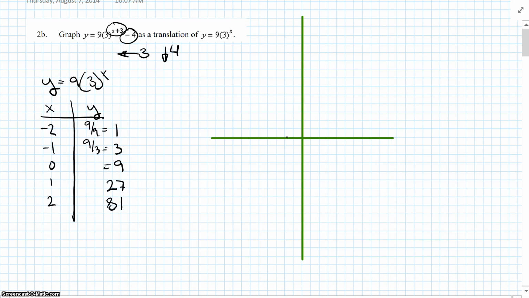So let's graph that real quick. When x is negative 2, y is 1. When x is negative 1, y is 3. When x is 0, y is 9. When x is 1, it's 27. It's going to go up pretty quick. So there you go, that's the parent function. Now we have to translate it 3 units to the left and 4 units down.